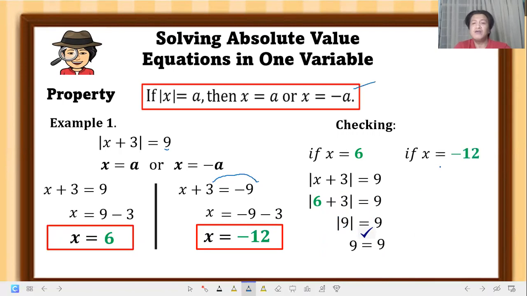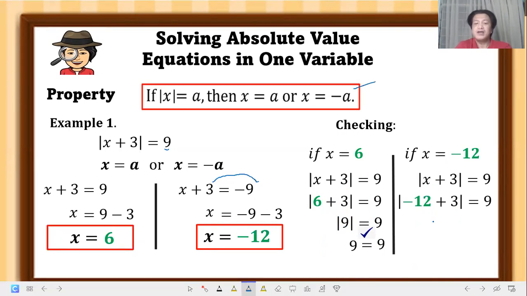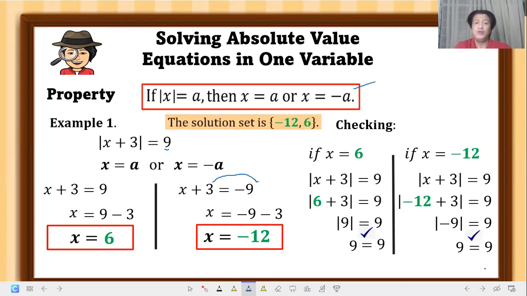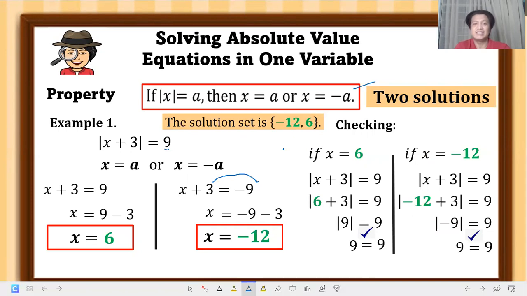Okay, dito naman sa pangalawa, if x naman is negative 12, if you're going to substitute to the given absolute value equation, replace mo lang yung negative 12, that will become negative 12 plus 3. Pag sinimplify mo yung negative 12 plus 3, that will become negative 9. Pero kapag nilabas mo yung absolute value ni negative 9, positive pa rin siya. So therefore, they are equal. So meaning to say, we can say that the solution set, we have negative 12 at 6. So that is called two solutions.